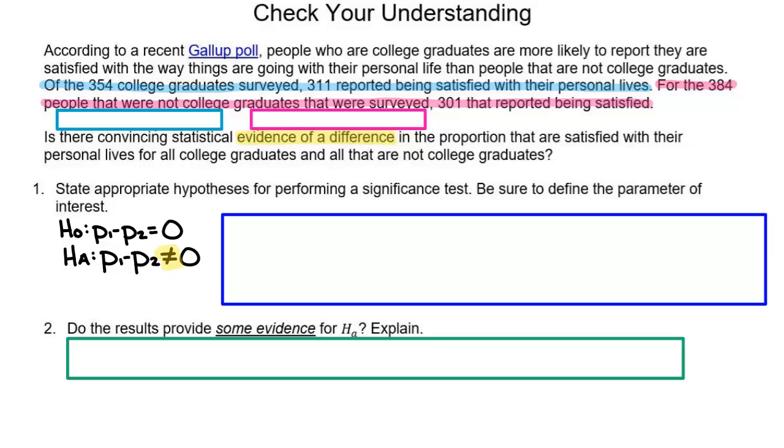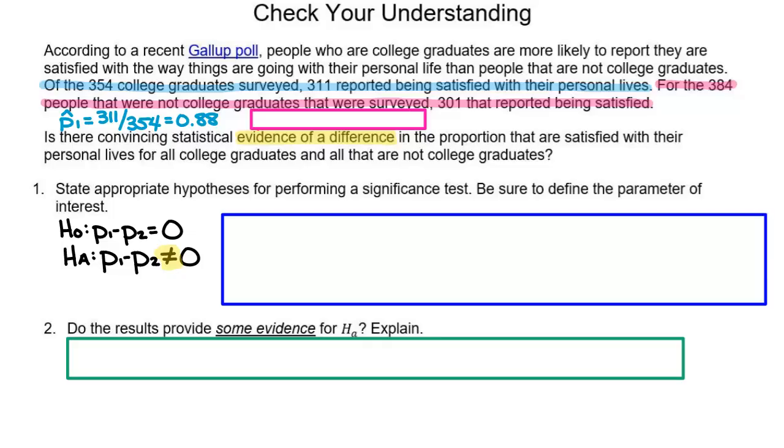Do we have any evidence for Ha here? What's P hat 1? .878, so about .88. P hat 1. This is for my college graduates. I highlighted this in blue up there. Of the 354 college graduates surveyed, 311 reported being satisfied with their personal lives. So 311 out of 354, which if I round it to 2 decimal places is just .88.